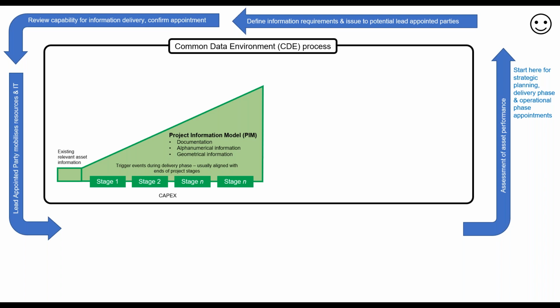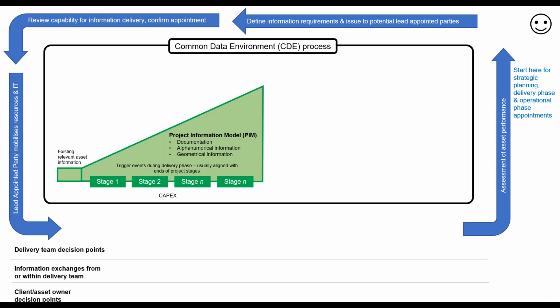So that wedge, I suppose, for want of a better word, just indicates the various project stages and how information grows across them. Now, I just want to labour on the term project information model there. Again, the term model there is used collectively, so don't think 3D models. The project information model is all the information that's being shared in that common data environment for the project. So it includes documentation, alphanumerical information, i.e. databases and data sheets, and geometrical information, models and drawings. It's a collective term for the information during the design and build stage, effectively.